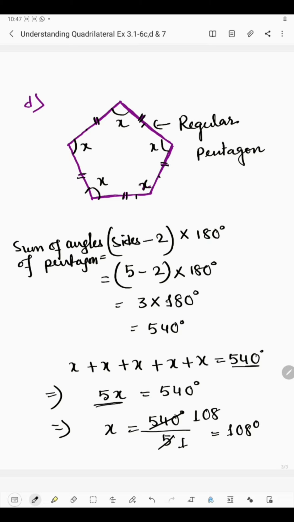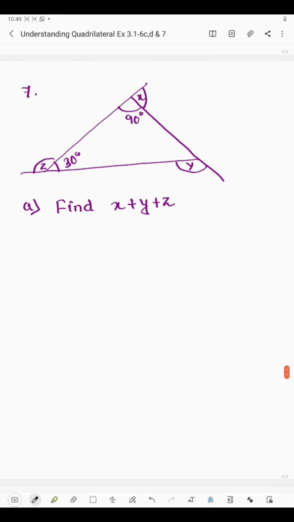So this was all about question number 6. Now moving on to the next one. Now coming to question number 7. In this question we have this figure, and what we have to do is find the value of x plus y plus z. Okay, we will have to find the sum of these.